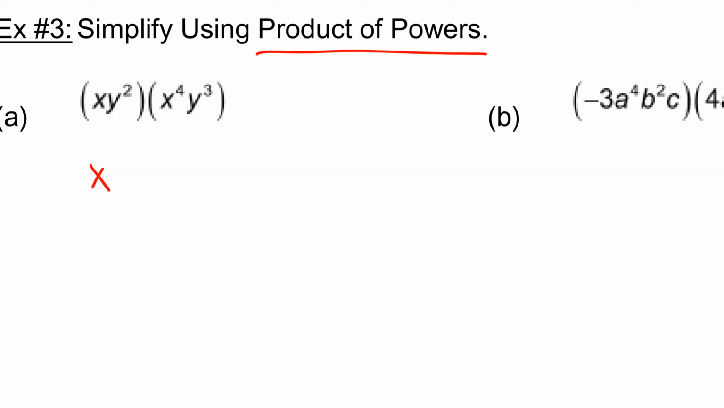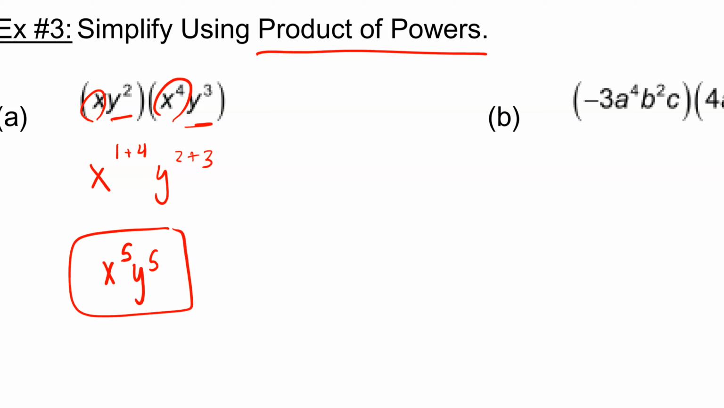Okay, so product of powers, if we have the same base being multiplied, you add the exponents. So I have x to the first, and I have an x to the fourth term. So if I combine them, I'll get an x to the fifth. Then I have a y to the second and a y to the third. If I combine them, I get y to the fifth.